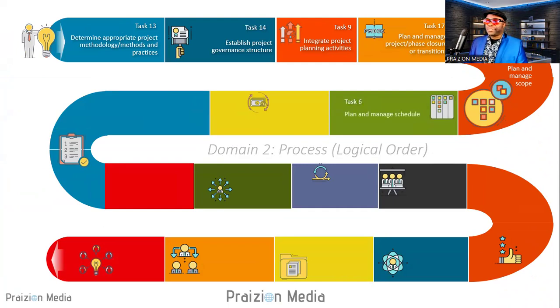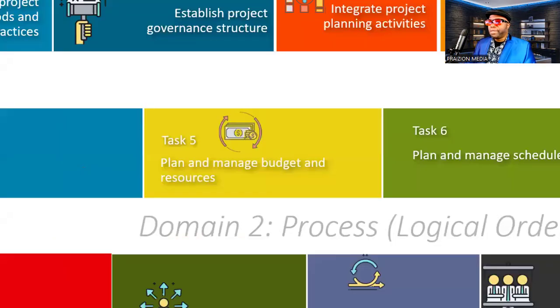Number 6, plan and manage schedule. Define activities, sequencing the activities, estimating the durations, developing the schedule, slack, float, leads, lags, that kind of thing. You got to get good. Crashing and fast tracking are terminologies that you want to remember. Let's zoom into this one. This is plan and manage budget and resources. Your earned value core metrics, SPI, CPI, CV, and SV.